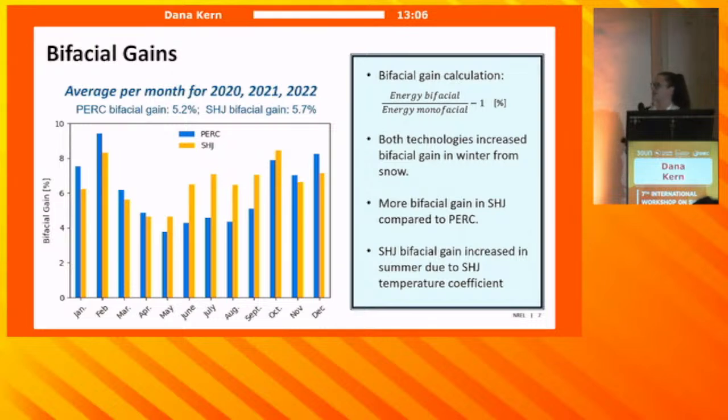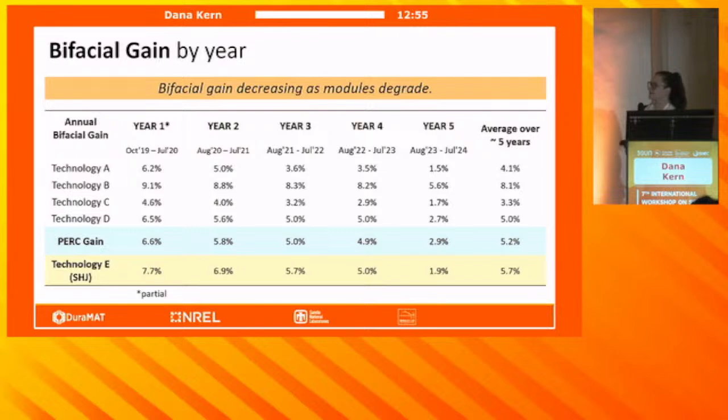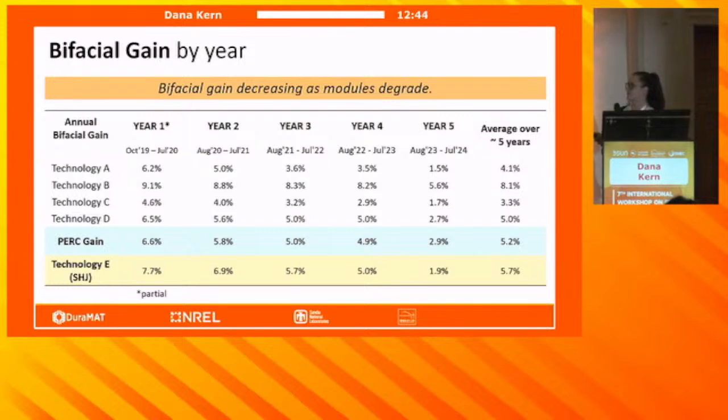We see greater bifacial gains in the winter months because of snow, and in the summertime we see a greater bifacial gain for silicon heterojunction because of the better temperature coefficient for that technology. This is, again, a comparison of those same values, just split out over the different years. Again, you see a greater bifacial gain of silicon heterojunction compared to PERC, but both of them seem to be decreasing while the modules degrade over the years.